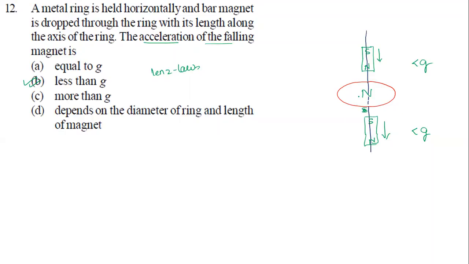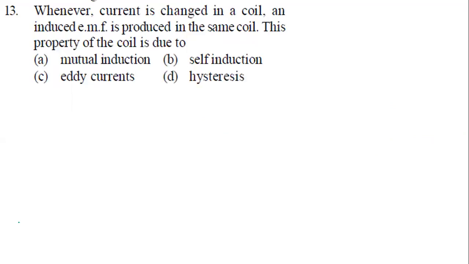Sir, what exactly at the middle? If it is exactly at the middle, there is no flux change. Since there is no flux change, it is going to fall with g at the middle. But here they didn't ask you at the middle, so it is less than g. So it is never greater than g, and it never depends on the diameter of the ring. It is never more than g. That's clear. Okay, so have a look at the next question now.